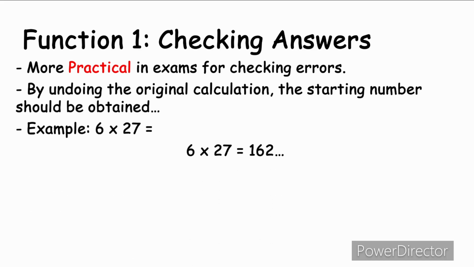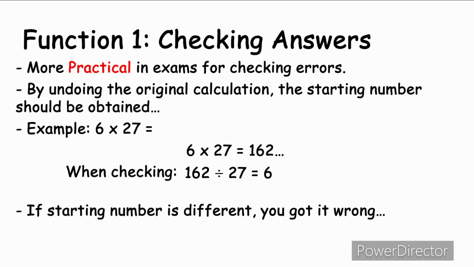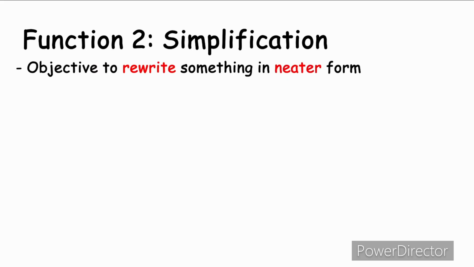So if, for example, we get 162 from 6 times 27, and we want to check our answer, we will do 162 divided by 27, as multiplying and dividing are inverse operations, with 27 to keep the value the same. This will give us 6, which means our answer is correct. And if somehow you get a different number, then it will be an arithmetic fail on your side, which you can fix.